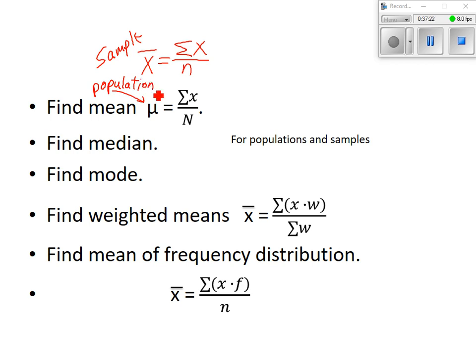How do you find the median? Give me one key word for median. Middle number. What if there's not a middle number? What do you do with the two that are there? Add them and divide by two. How do you find the mode? The most. That's the one that's the most.